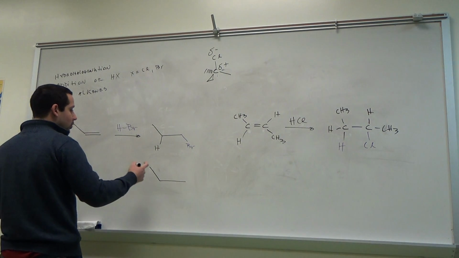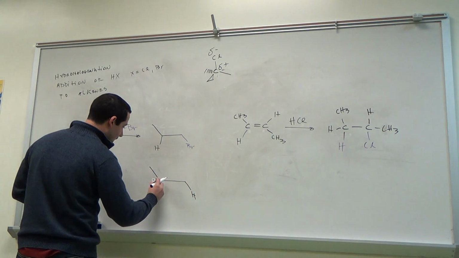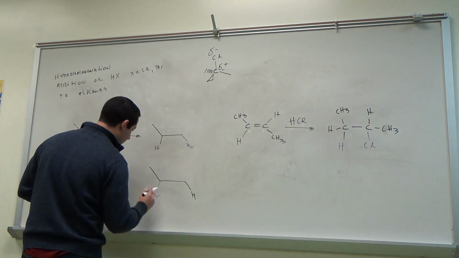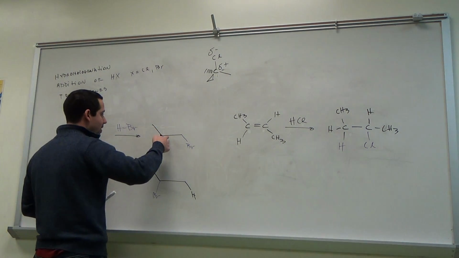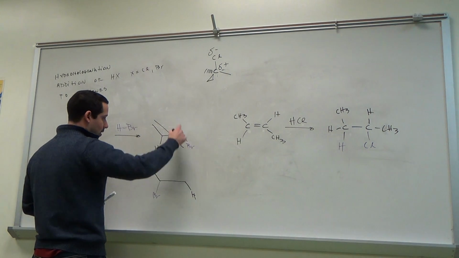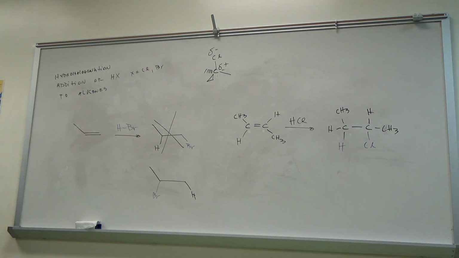Or the H could go to this side, yes? And the Br to this side. Yes or no? That is another possibility. It just happens that this, where the hydrogen went to this carbon, does not happen. So you are going to write that this addition is regioselective.